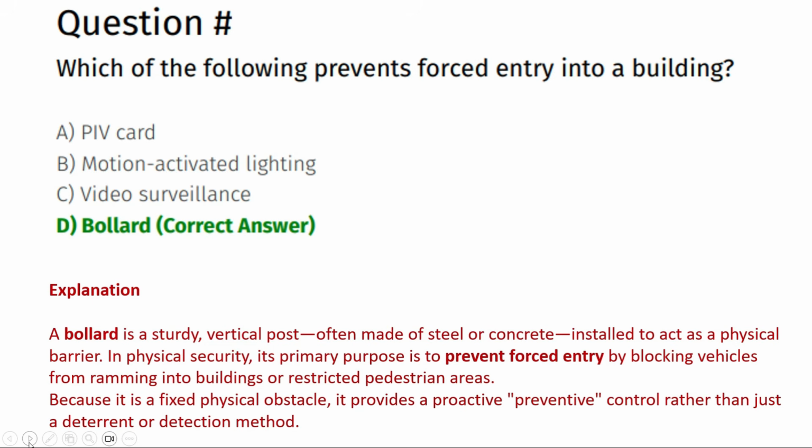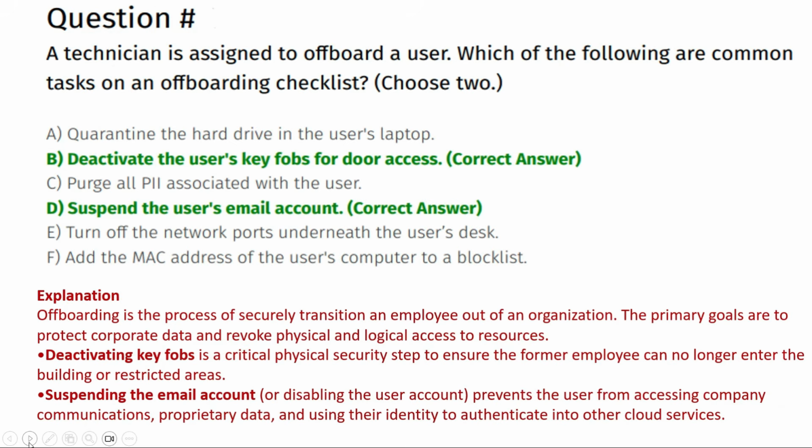A bollard is a sturdy vertical post, often made of steel or concrete, installed to act as a physical barrier. In physical security, its primary purpose is to prevent forced entry by blocking vehicles from ramming into buildings or restricted pedestrian areas. Because it is a fixed physical obstacle, it provides a proactive preventive control rather than just a deterrent or detection method. So that's why the correct answer for this question is option D, bollard. So let's move to the next question.